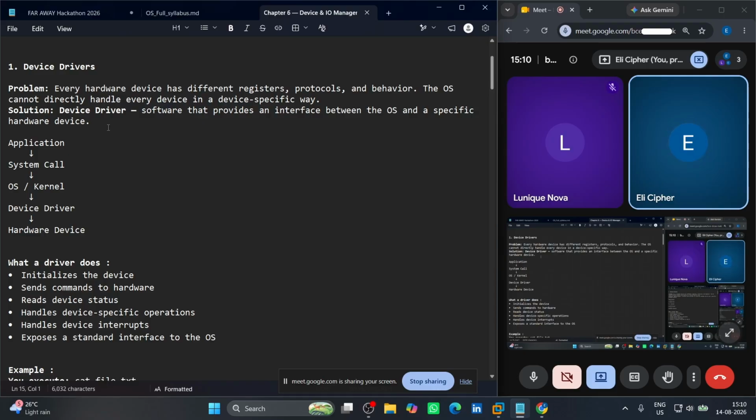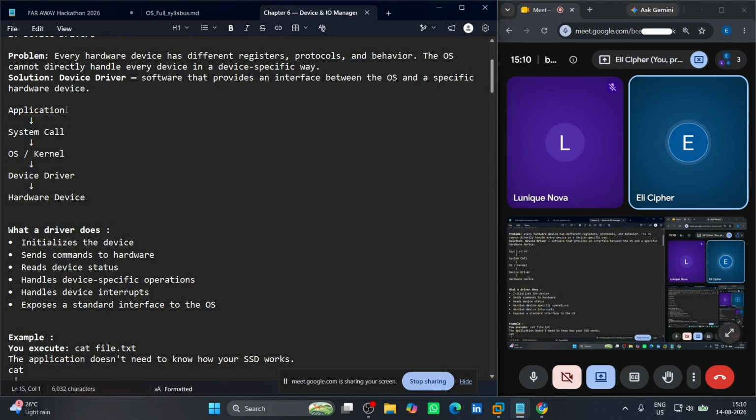The operating system needs something to interact or communicate with the hardware device, but without device drivers it is impossible for it to communicate with the hardware. So the device driver creates a software layer which provides a way for our operating system to communicate with the specific hardware device.